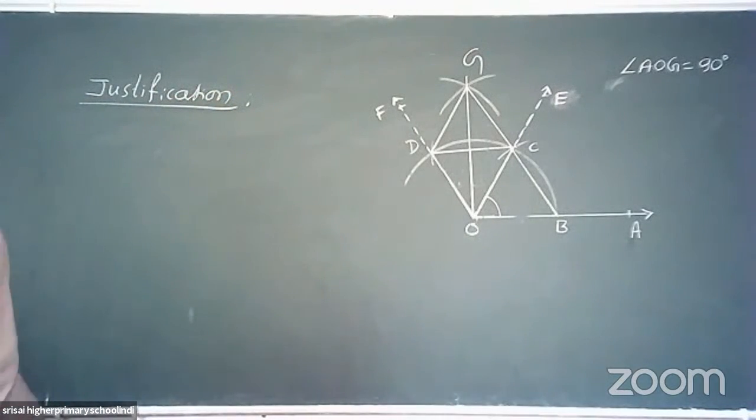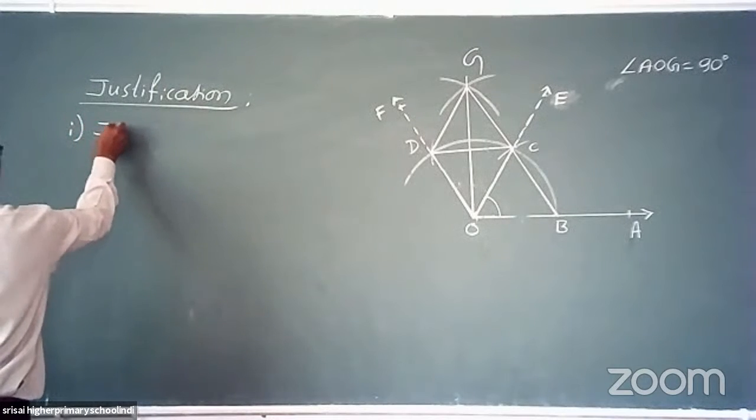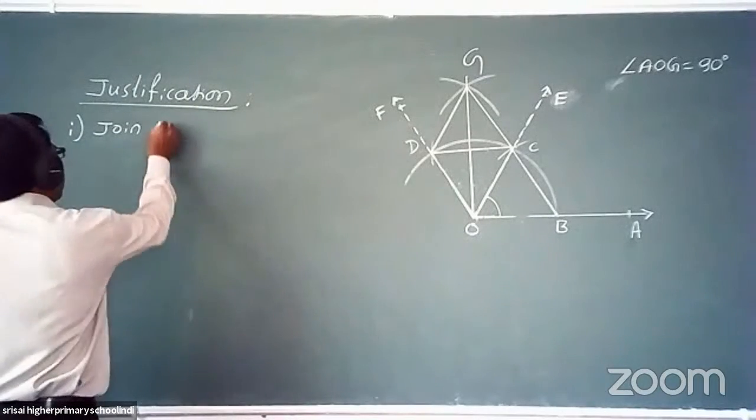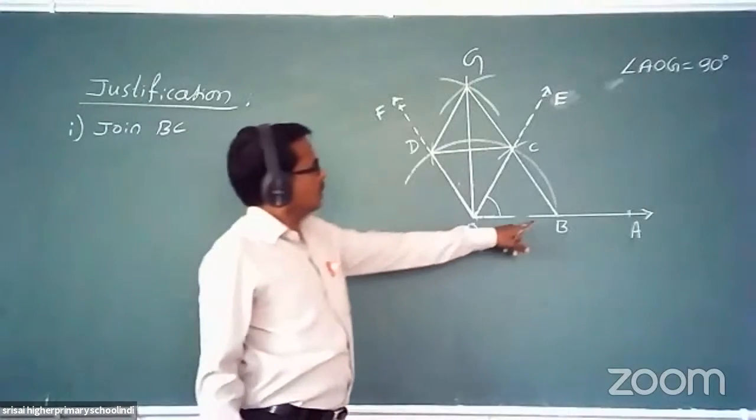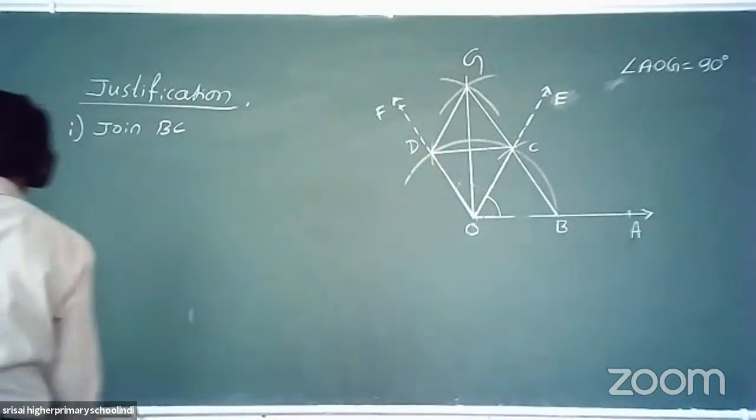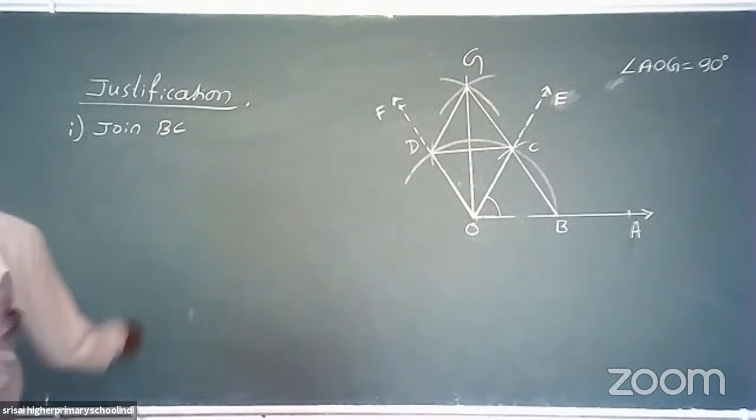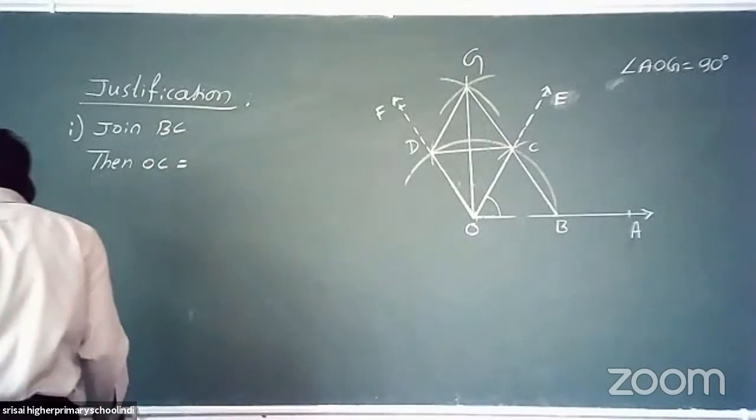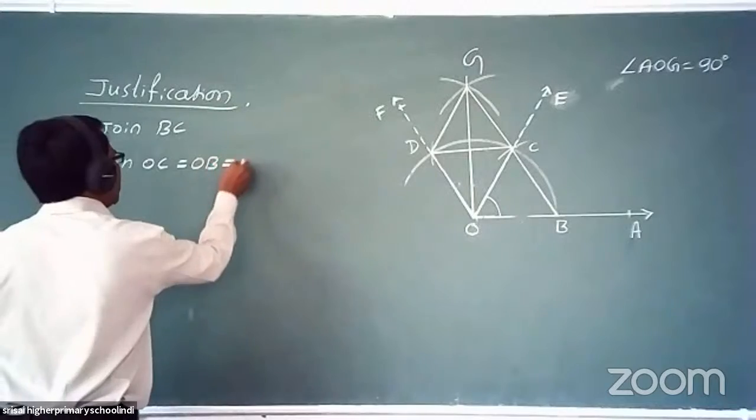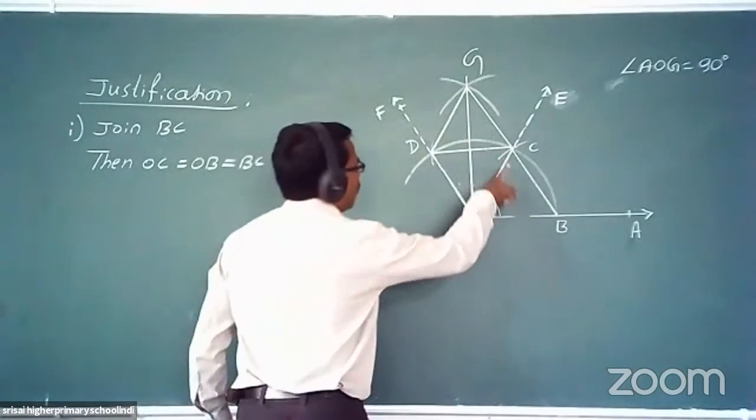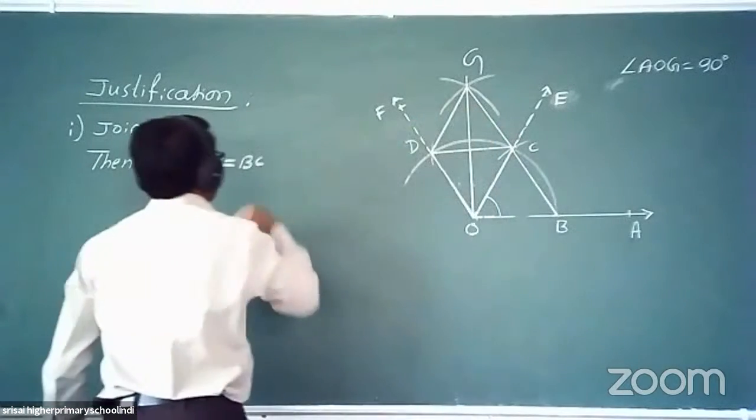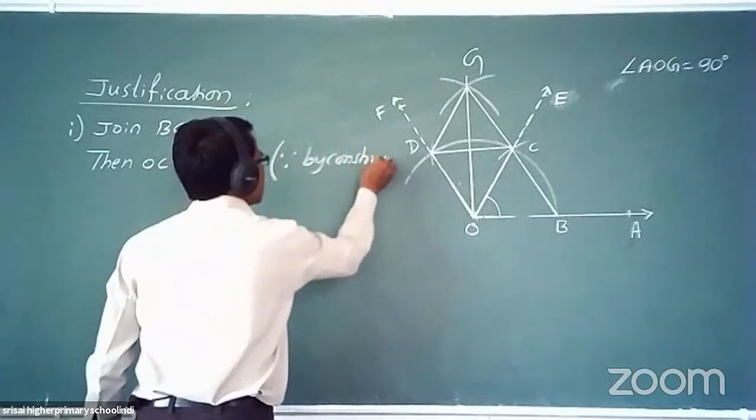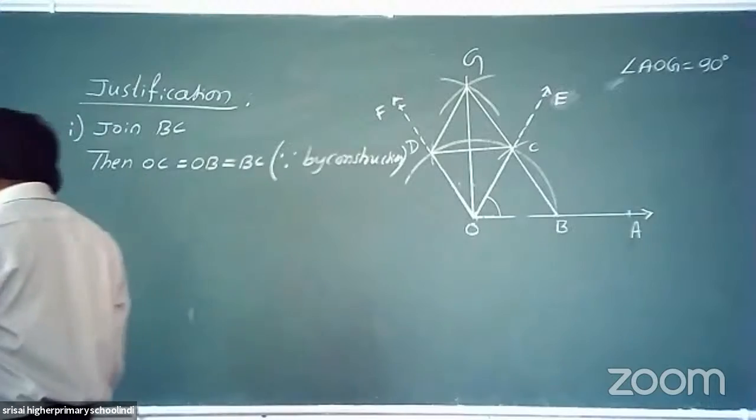Justification. What is justification? First, join OB, join BC. So if you join BC, then OC equal to OB equal to BC. Why? Because we have constructed it that way. The reason is by construction. That's why these are equal.